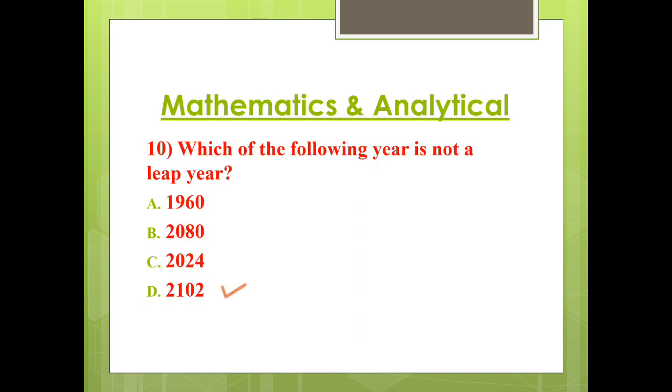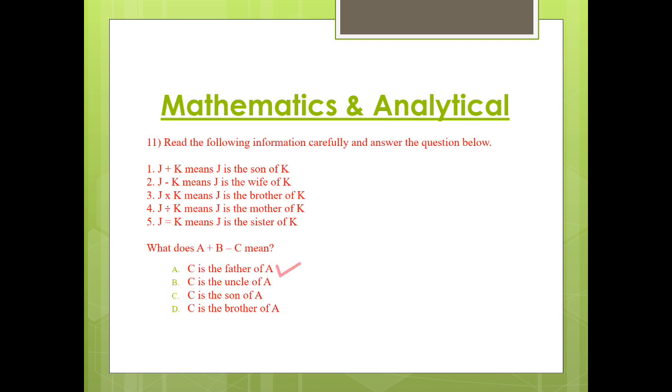Now, which of the following years is not a leap year? Well, the answer is 2102. Why? Because a leap year is one that comes after every 4 years, in which there are 29 days in the month of February. So when you divide all these years by 4, all of them will be divisible if they are leap years, and the one which is not a leap year will not be completely divisible by 4. So 2102 is the answer.